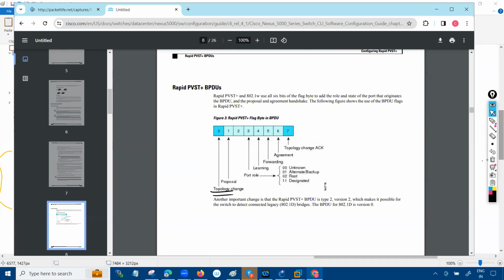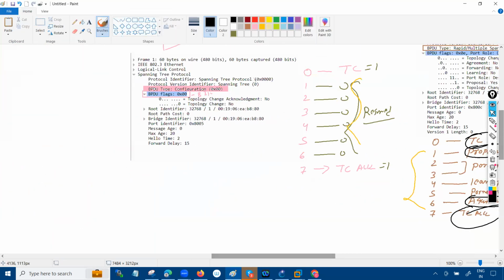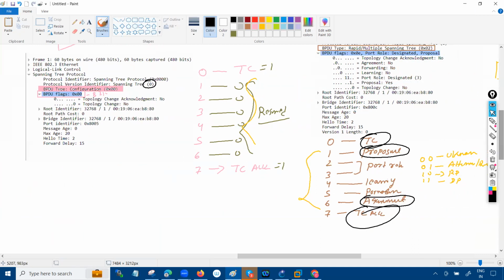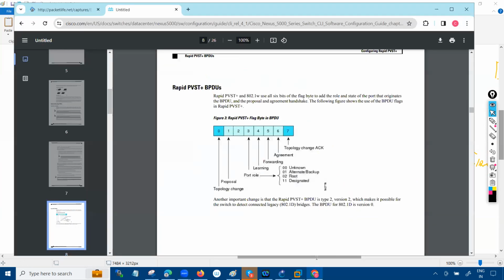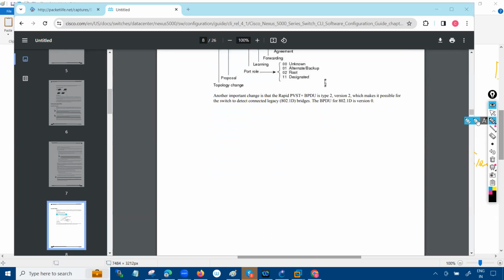Again, no need to remember this. This type of BPDU is called BPDU version 2. In PVST, the BPDU we have seen is called BPDU version 0. Let me show you that. And this one is 2. In the 802.1D BPDU, 1D means what? It's talking about PVST, which is version 0.